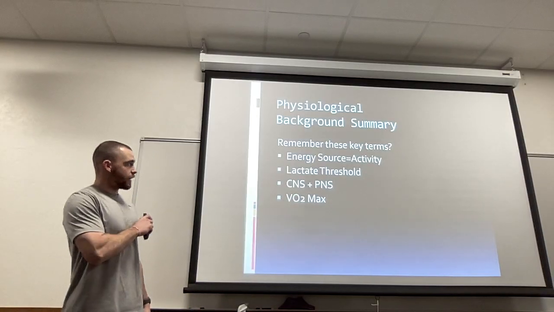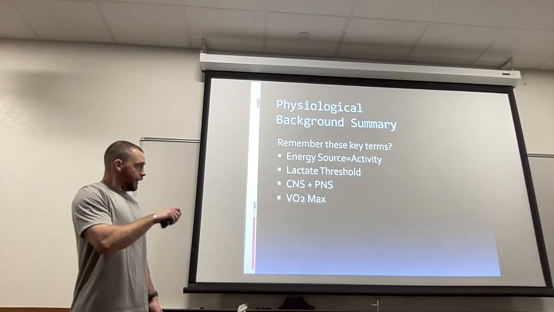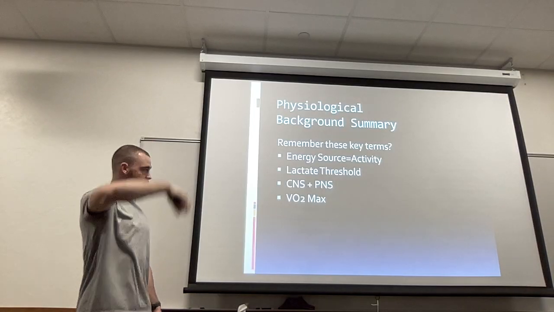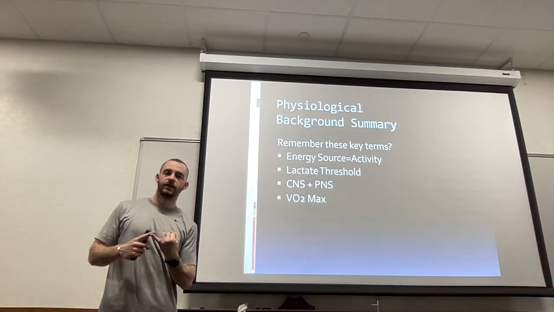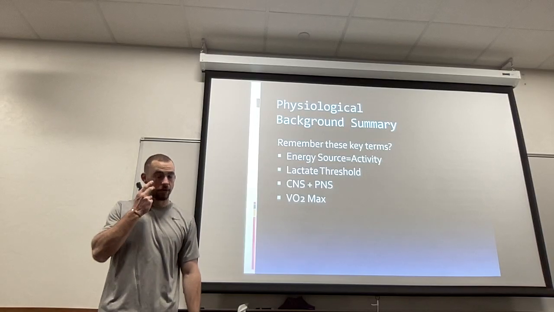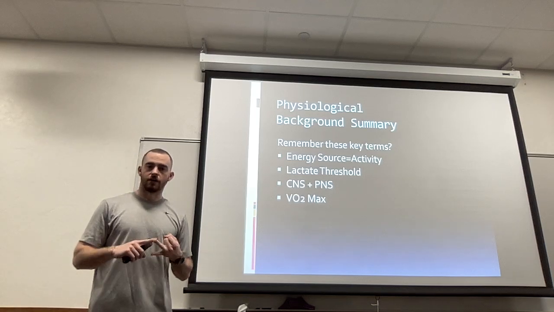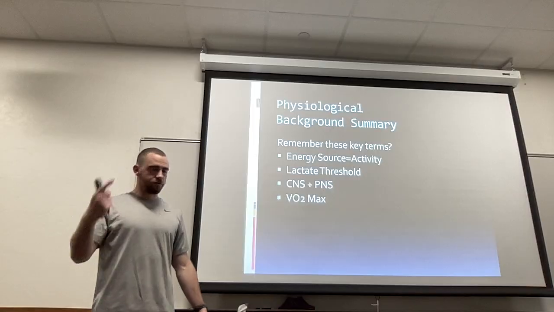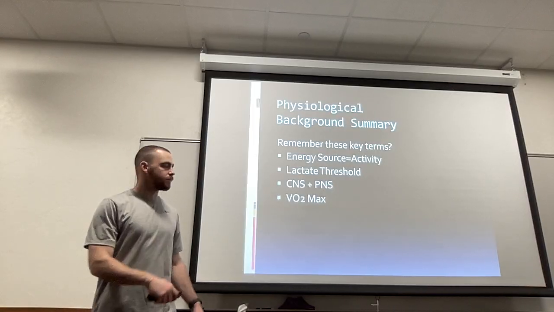A little bit of background summary that I think we need to go over. Four things: energy source equals activity, lactate threshold, central nervous system and peripheral nervous system, and VO2 max. So, energy source and activity. This just has to do with what your activity is and what energy you are going to be using for that activity. Is it a short bout? Is it aerobic? Is it anaerobic? Are we using phosphocreatine, glycolysis, oxidative? That should be pretty familiar from what we've been going over in class, just from the start of the semester.